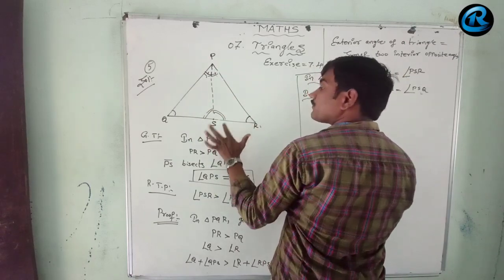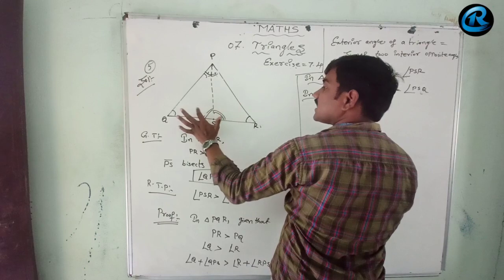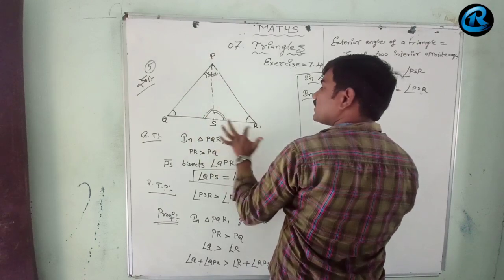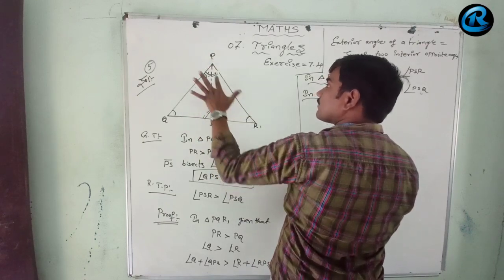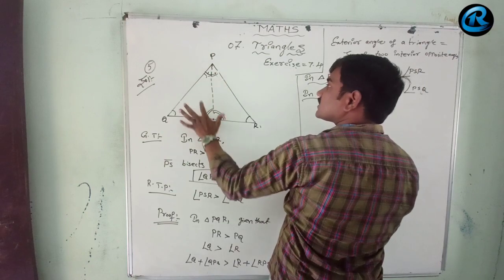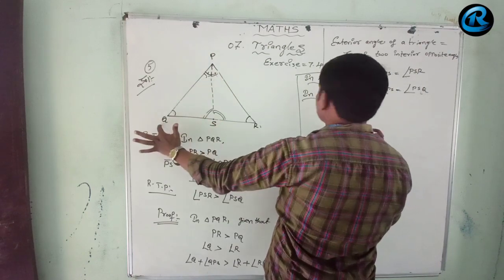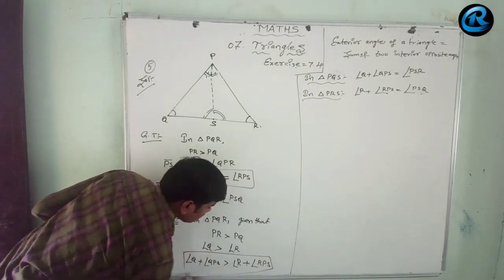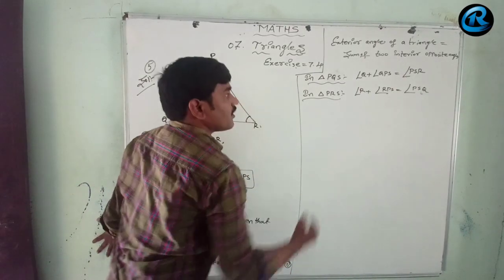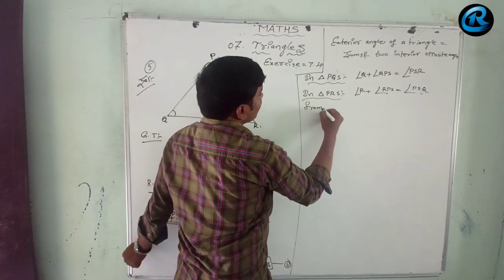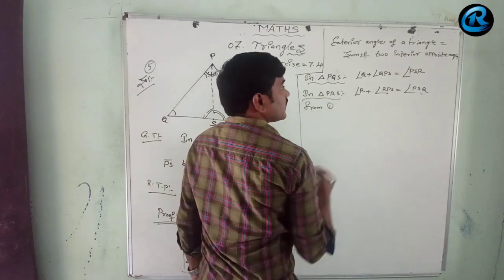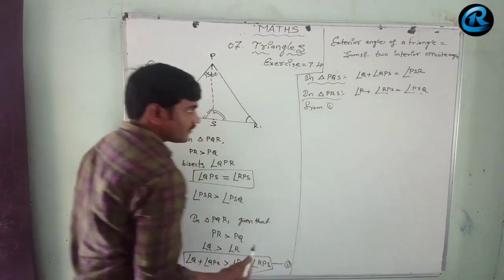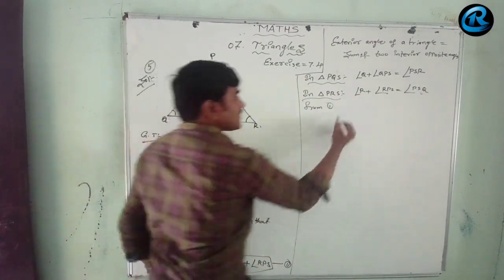Now for these two internal angles, this is the external angle. So in triangle PRS, angle R plus angle P equals this external angle PSQ. This you keep as equation number 1. Now from 1, let us see. Angle Q, what is the angle 1?